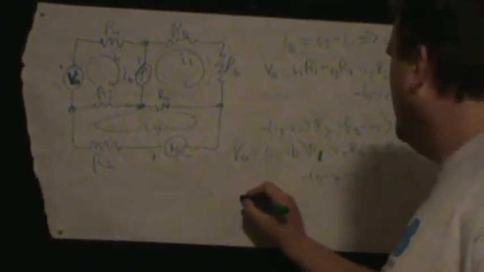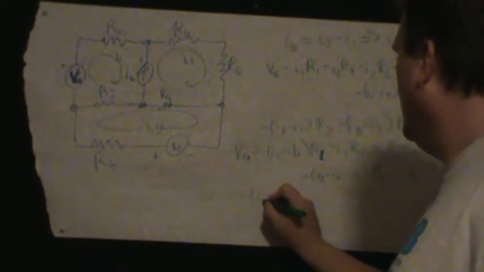Now I take care of this last little bit here, which is minus I3, and I get minus I2 plus IB. I just distribute internally, and that's times R2, minus I3 minus I2 R5 plus VC minus I3 R3 equals 0.